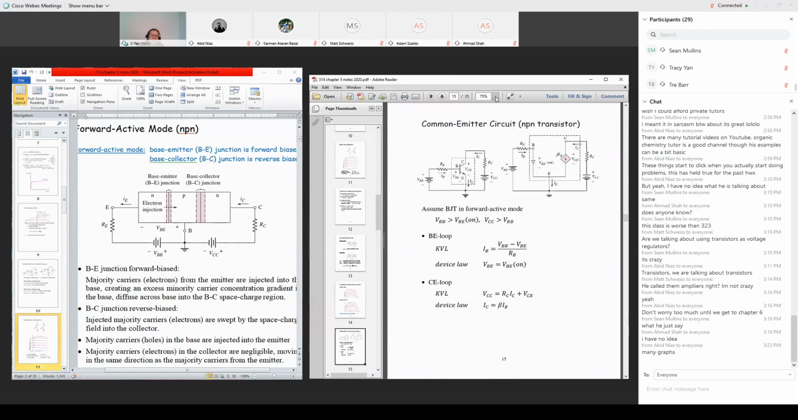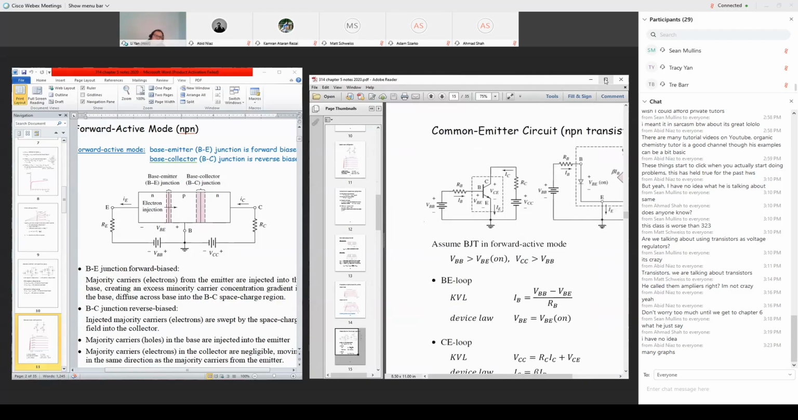So let's get the diagram a little bit bigger. Okay.